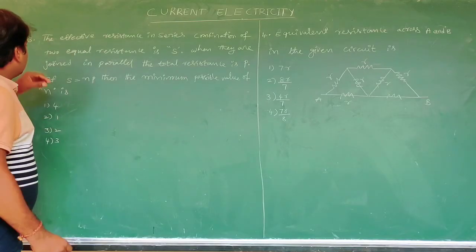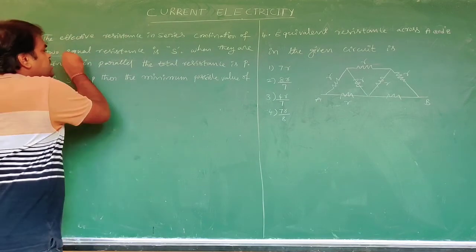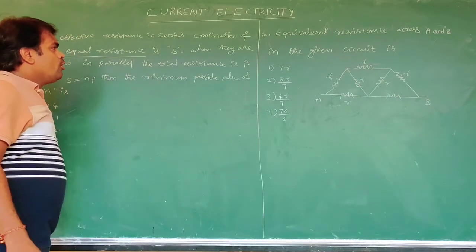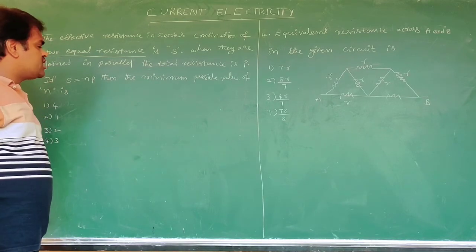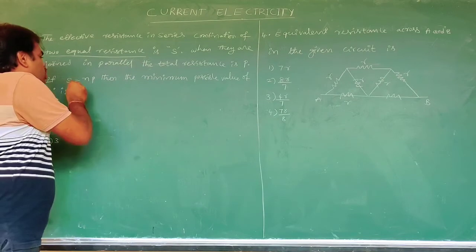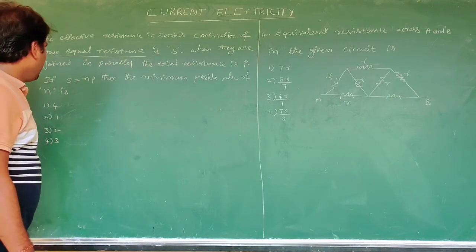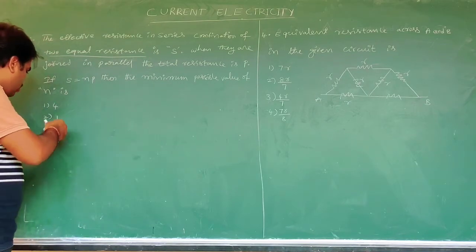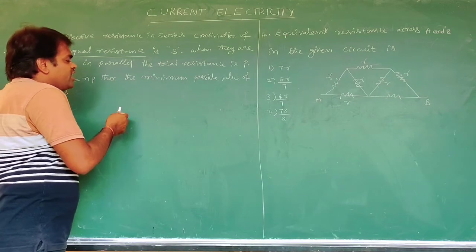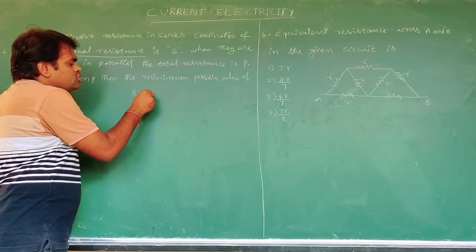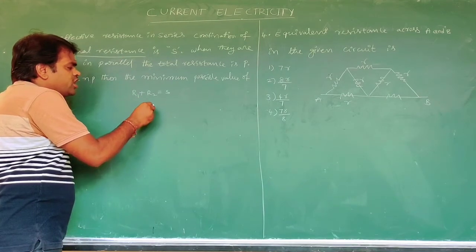Now third one. The effective resistance in series combination of two equal resistances is S. When they are joined in parallel, the total resistance is P. If S is equal to NP, the minimum possible value of N is. Options of 4, 1, 2, 3 they given. Now here two equal resistances are connected in series. R1 plus R2 is equal to S. Two equal resistances means simply 2R is equal to S.